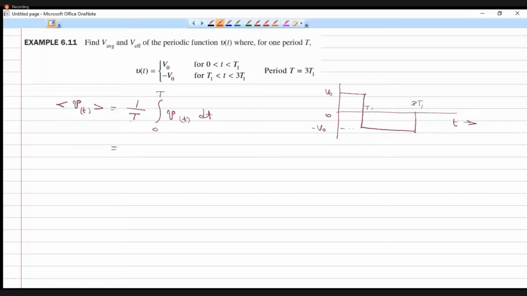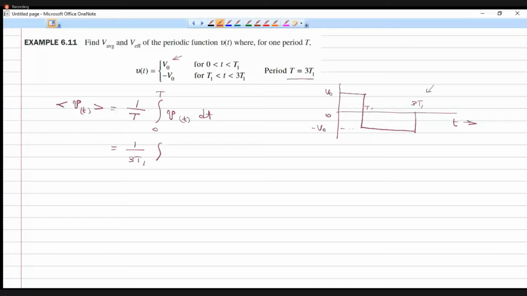So this is the general expression. This has got nothing to do with this thing. In our case, the capital T will be equal to 3T1, because it is going to be a periodic function with period equal to 3T1, and we have to integrate it over 0 to the total time period. But it is divided into two parts.